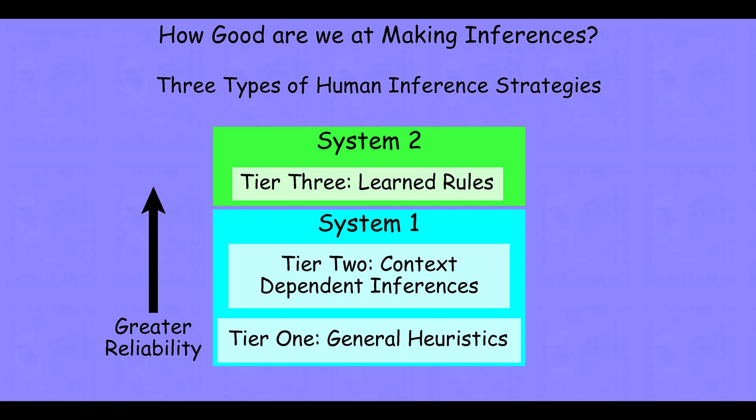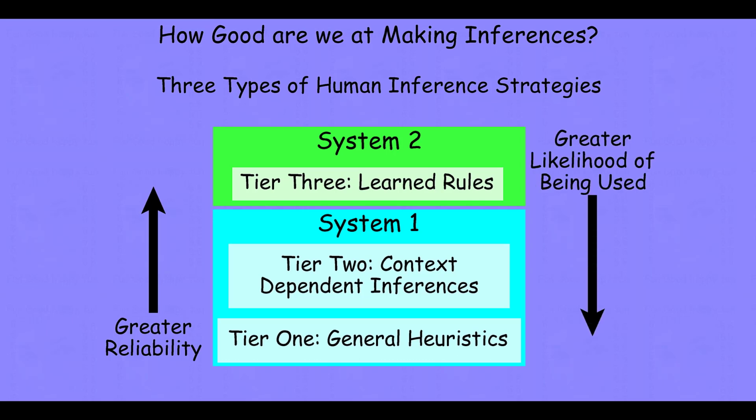The inference and decision-making strategies that we're more likely to deploy in any given circumstance, however, go in the opposite direction. We're much more likely to use a System 1 inference or decision-making strategy than we are to use a System 2 inference and decision-making strategy. And so the disposition, the general bias that we have, is that we're more likely to use less reliable processes. Now, this doesn't mean that we're terrible at making inferences and decisions across the board.